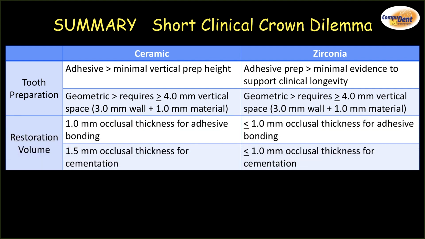All right, if we look at the restoration volume, obviously zirconia is our advantage here. All right, because we can get below 1 millimeter dimension occlusally whether we bond it or we cement it. Okay, with ceramic, nope, 1 millimeter is the thinnest you can get, because if you go below that, you're going to compromise the strength of that material.